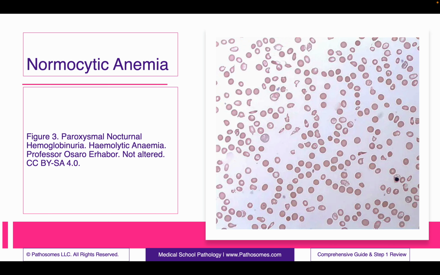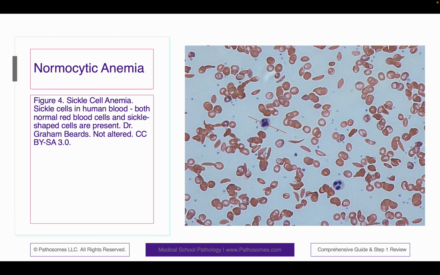To the right, we have a peripheral blood smear of a patient that has paroxysmal nocturnal hemoglobinuria. Note that it causes normocytic anemia. And now we have another peripheral smear, but with this one, we have these strange sickle-shaped red blood cells. Guess what condition this patient has? Sickle cell anemia, right? What organism are they protected from? Plasmodium falciparum, right?